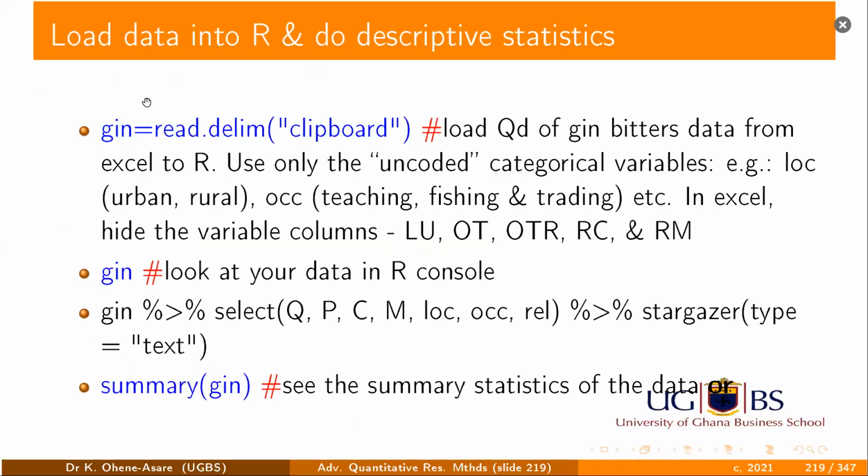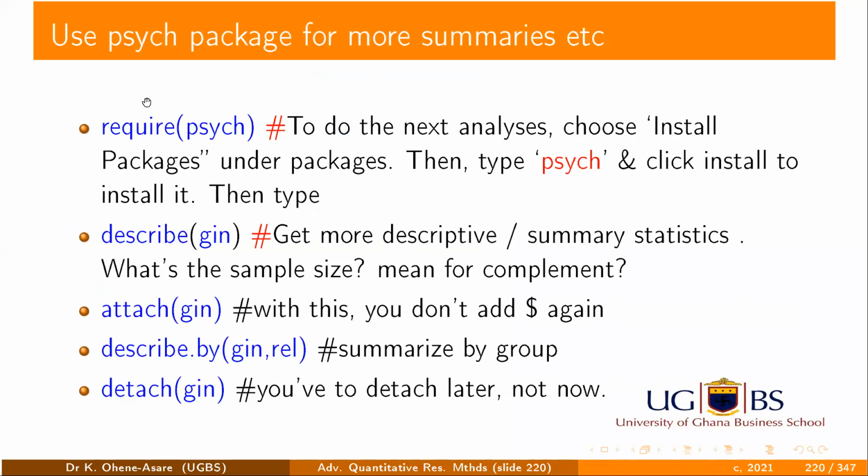Everything that you see here, I've already shown you. Now, that summary of gene, the name of the data we gave in R is gene. That summary of gene, to be honest, doesn't give us a lot of information.